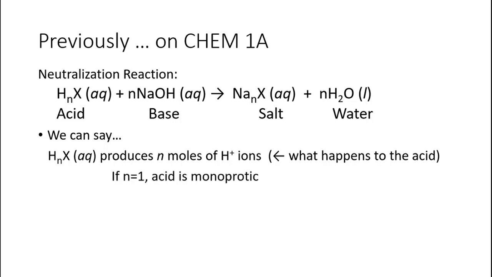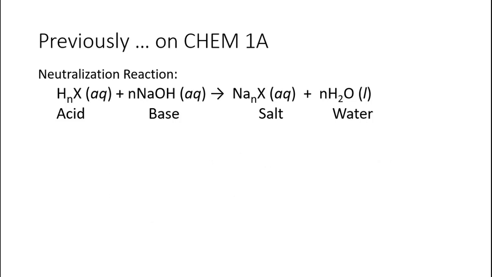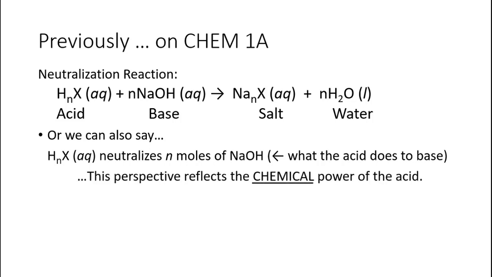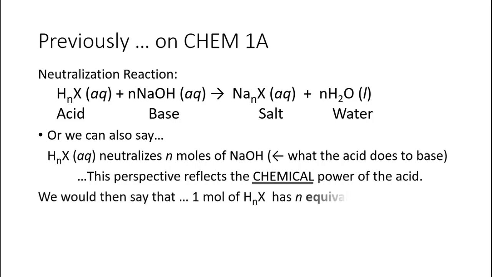If N equals 1, we've learned that the acid is called monoprotic. If N equals 2, the acid is diprotic. And if N equals something else, it's so forth and so forth. However, we could also say that in this reaction, the acid HNX neutralizes N moles of NaOH. This perspective is not what happens to the acid, but what does the acid do to the base. This perspective reflects the chemical power of the acid. We would then say that 1 mole of the acid HNX has N equivalents.